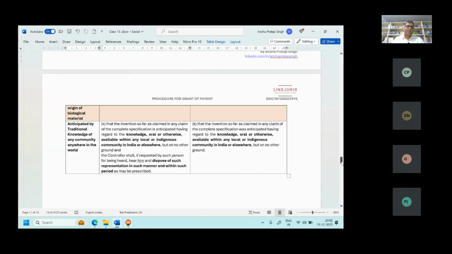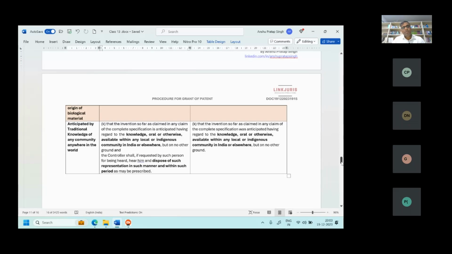So you can classify in this, that one is a wrongful obtainment. You have done something fraud, you have done something wrong, so you should not be entitled to get the patent. Then you fail to meet the novelty criteria as per these 5: prior publication, prior claiming, prior use, or anticipation by traditional knowledge. Then comes obviousness, inventive step. You are not satisfying that. Then you are not a patentable subject matter.